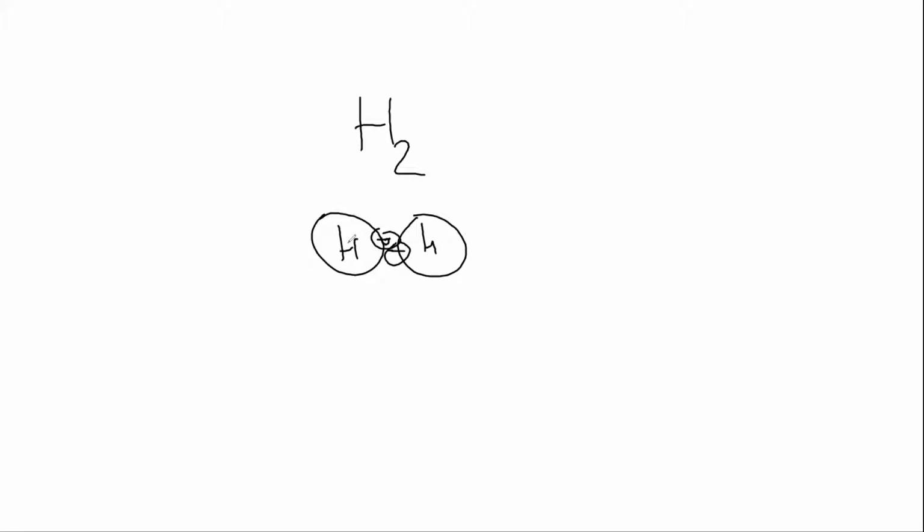So the charge between these 2 hydrogens is evenly distributed, pretty much, right? These 2 electrons move around them. So this is what's called a non-polar molecule.